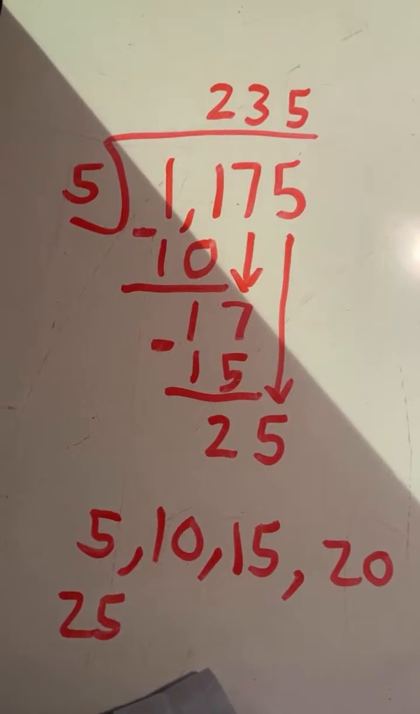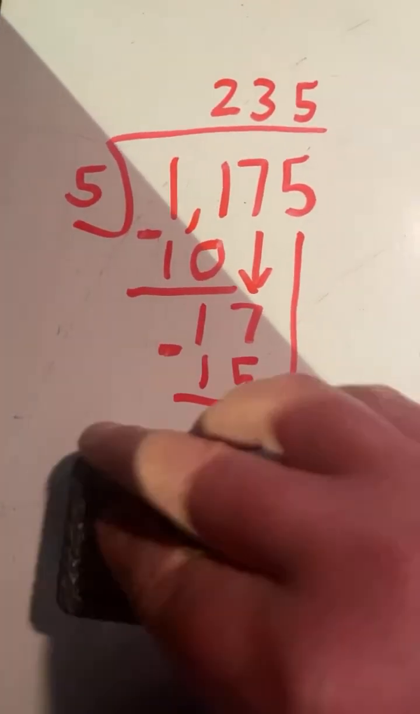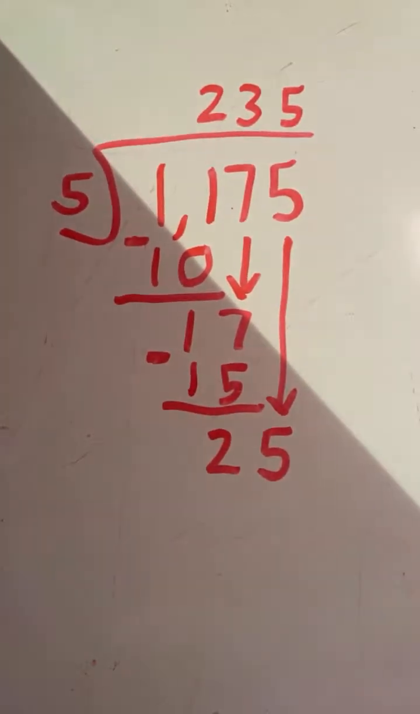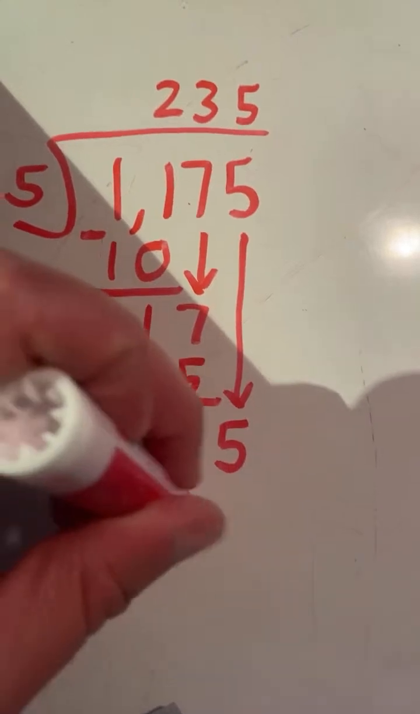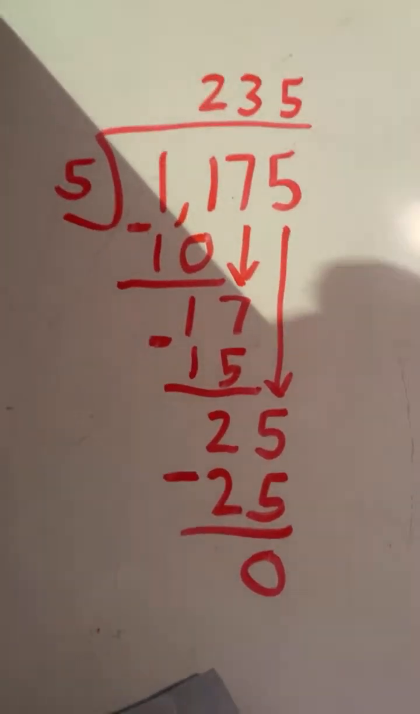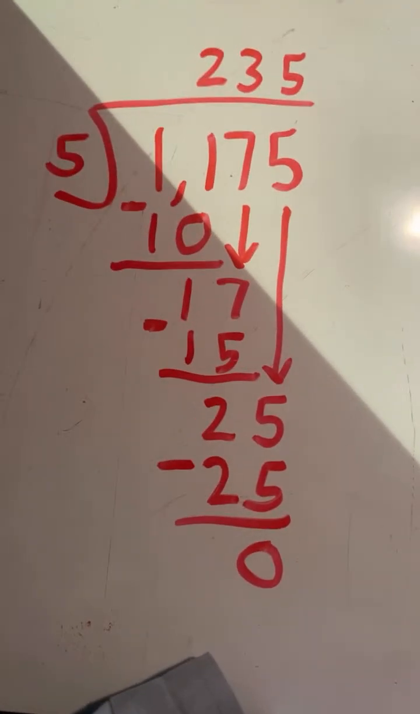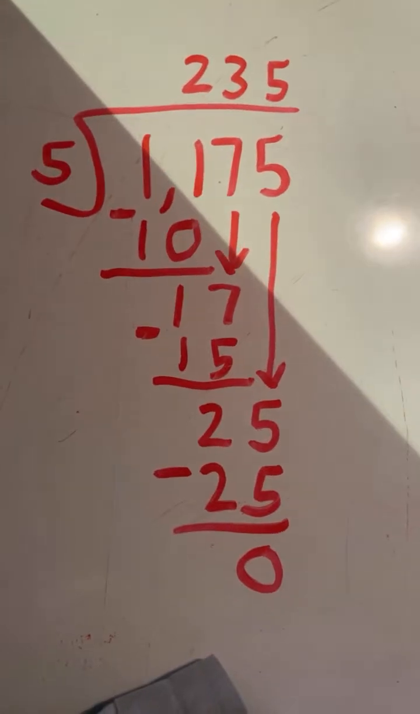But just to be sure, we're going to do 25 minus 25, see if there's any remainder there. I don't think there is, but I always do the math out to be sure. Yep, and there is no remainder. So 1,175 divided by 5 equals 235.